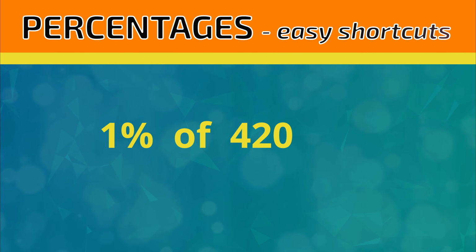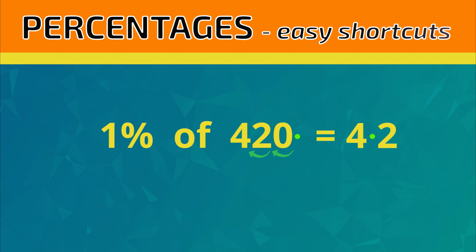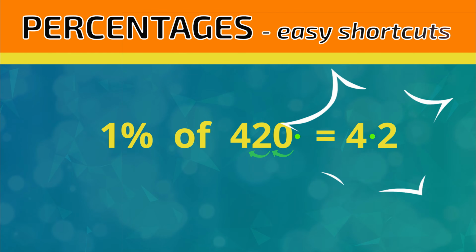Let's calculate 1% of 420. 1% is 100th, or dividing by 100 by moving the decimal point 2 places backwards. Here's the decimal point in 420. We'll move that decimal point 2 places backwards to get the answer of 4.2. So 1% of 420 is 4.2.